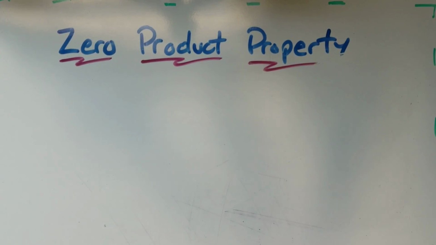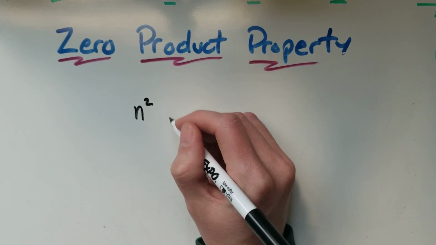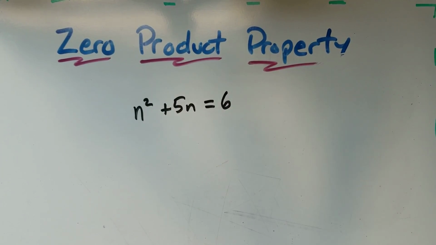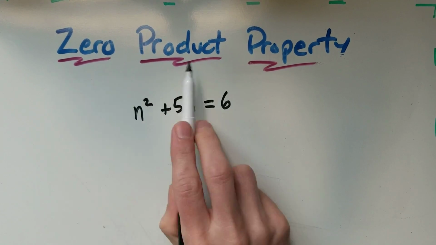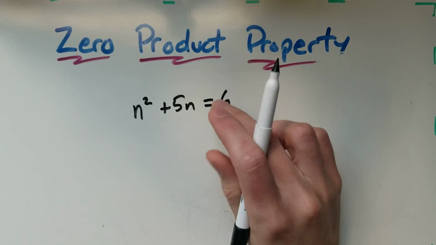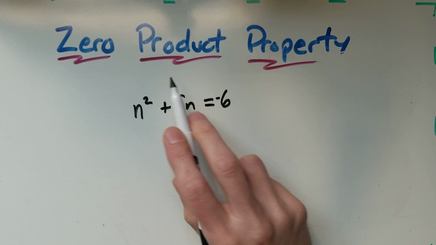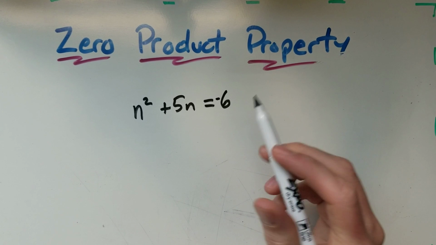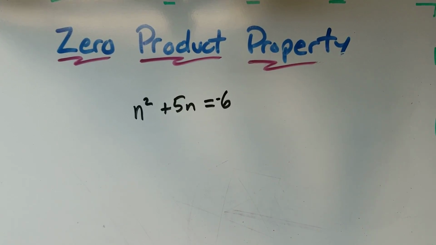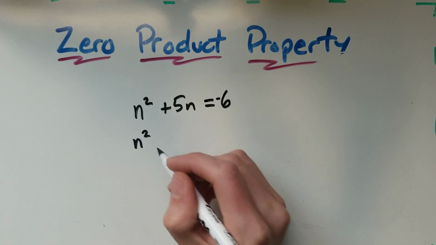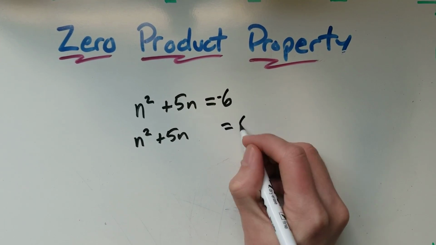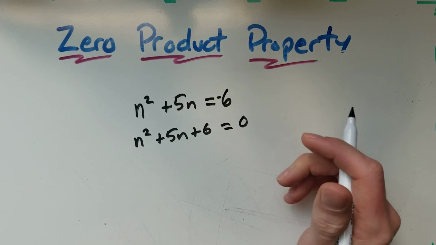And this one, let's make it look like this. n squared plus 5n, we're going to say equals -6. Now to use the zero product property, we need to figure out how to get 0 by itself. Because it needs to be equal to 0 to use that logic of two things times each other equals 0. So clearly here, we're going to set this up, get this 6 over to the other side so we're equal to 0. To do that, well, you would add 6.